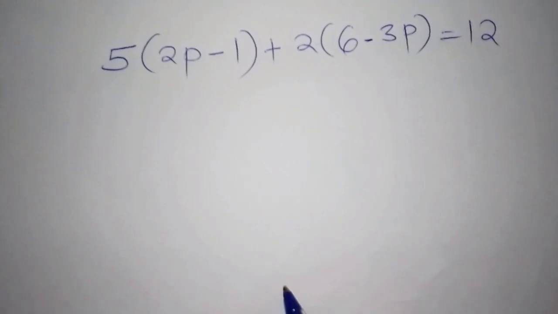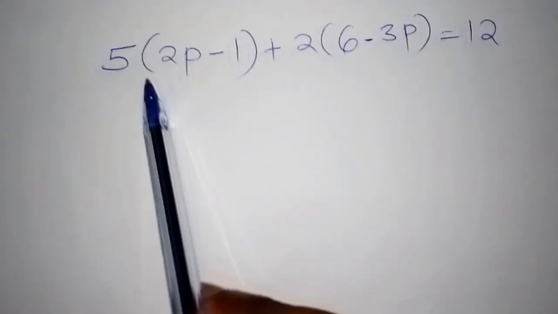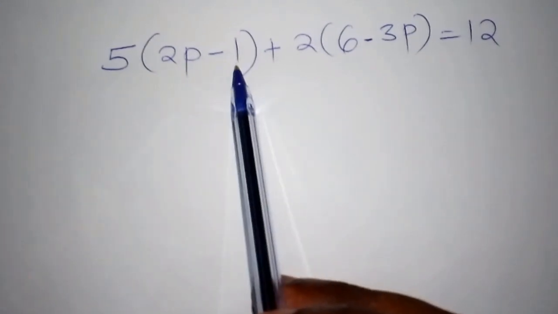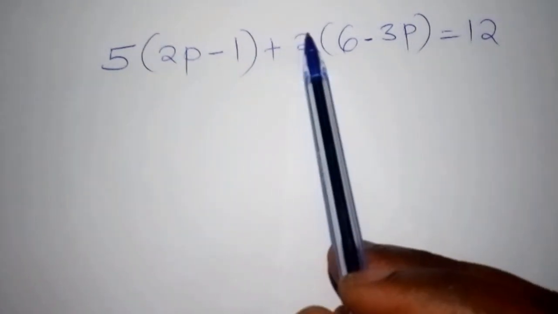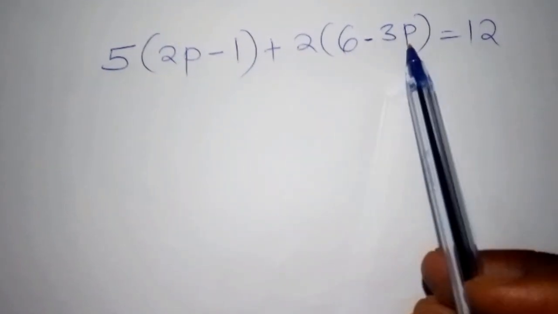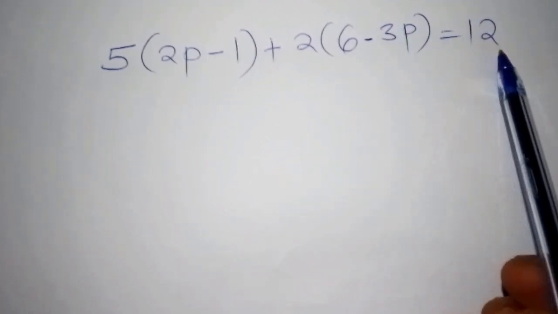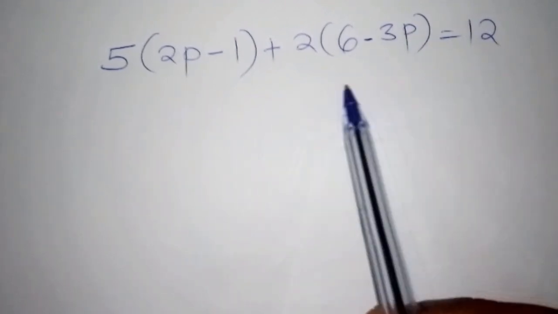Hello, so do you know how to work out basic algebra? With me, I have 5 into bracket 2p minus 1, then you close the bracket, plus 2 into bracket 6 minus 3p, then you close the bracket, is equal to 12. So I want us to find the value of p.